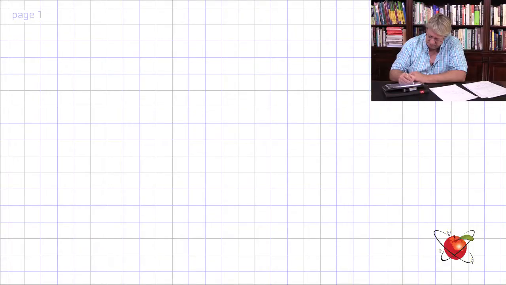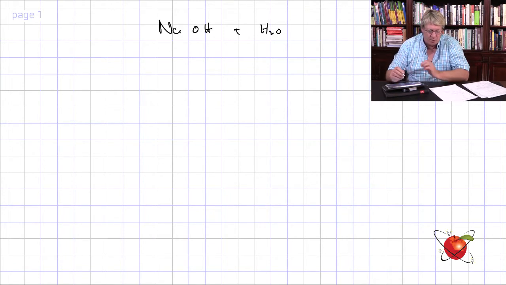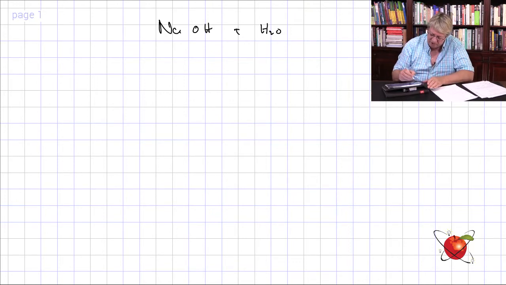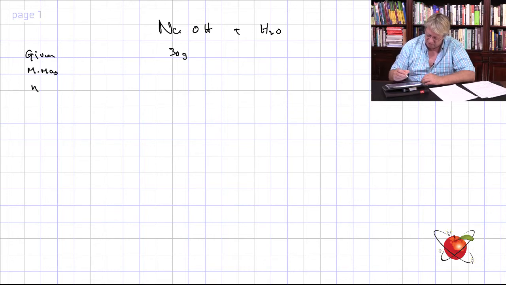So let's put in what we're doing at the top. We're putting NaOH plus water together. So we are dissolving, and let's see what we have been given. Okay, they've said to us 30 grams is dissolved in 250 mils. So given, let's just go through the process. Molecular mass, number of moles, concentration, and volume given over here is 250 mils.